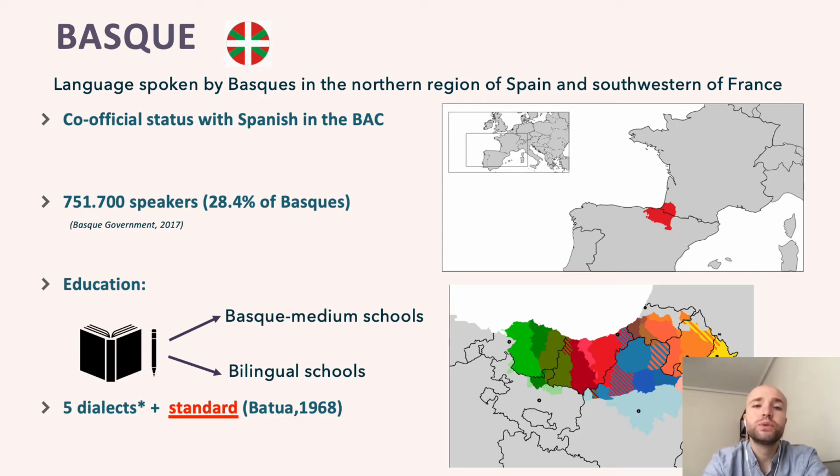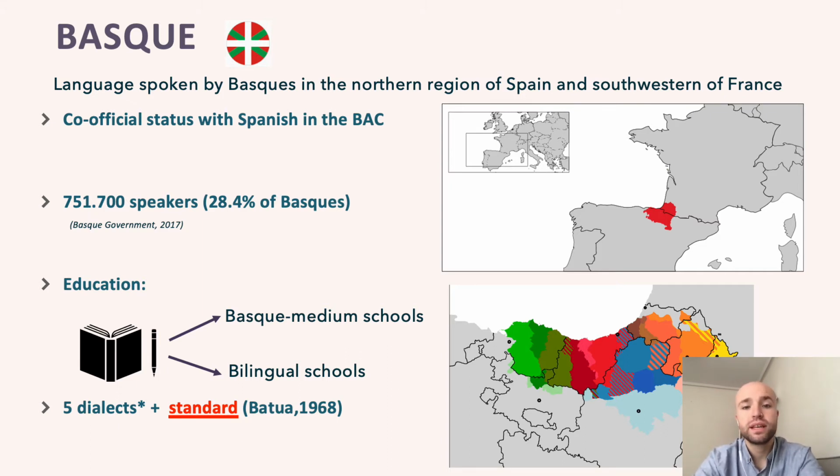Here in the Basque Country, the vast majority of students are enrolled either in Basque medium schools, that is, schools where everything is completely taught in Basque, or in bilingual schools, where both Spanish and Basque are mixed. There are 5 major Basque dialects, and they sometimes show a high degree of cross-dialectical divergence, which means that sometimes communication between different dialects is difficult.